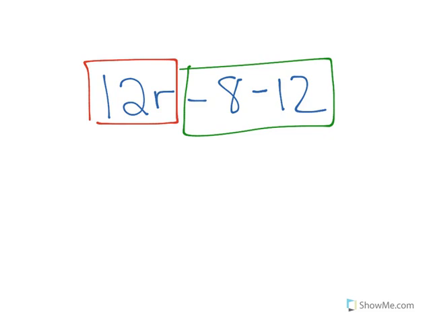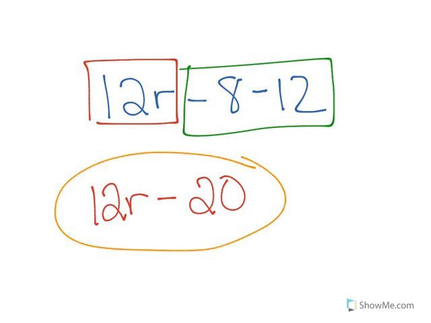So if I rewrite this, if it has a variable, it goes on the left, so I'm going to write 12r, and then I have negative 8 minus 12. As you guys remember from the integer videos, if they're both negative, you add them up, and your answer is negative. It's kind of like I borrowed $8 one day, I borrowed $12 the next day, now I owe you negative $20. And this would be my answer.